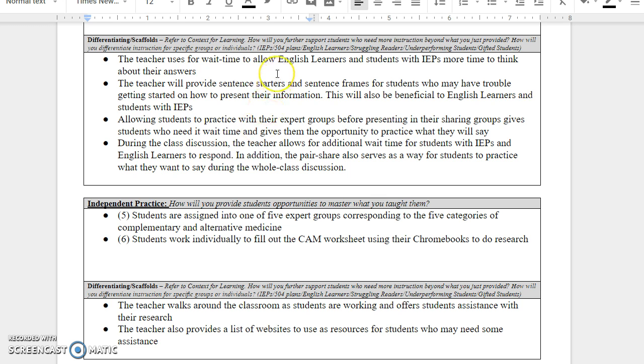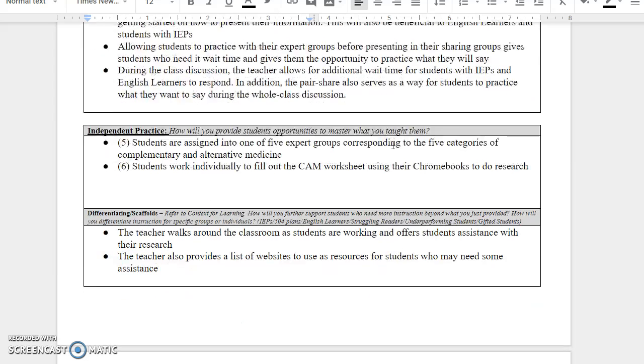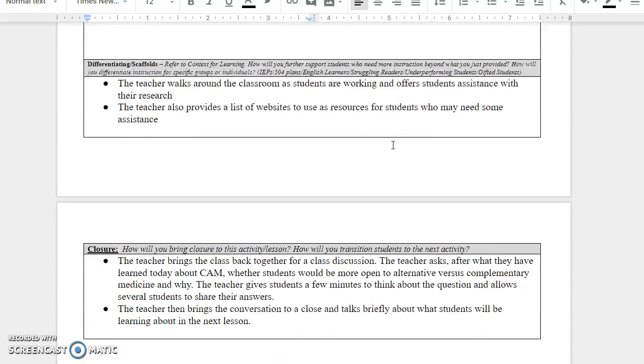There's some wait time for English learners and students with IEPs to think about their answers during discussions and pair shares. The teacher provides sentence frames for students who have trouble getting started and presenting their information, getting them thinking with that academic language. Students can practice with their expert groups before presenting in their sharing groups, and again there's additional wait time, which the pair share also gives students.